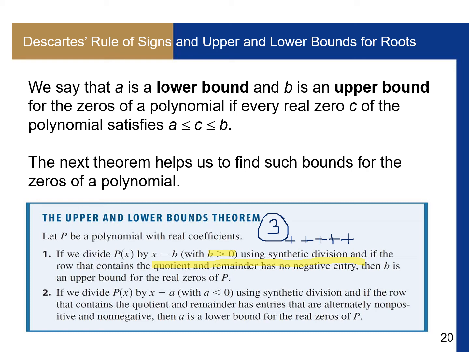Again, if I have P of x, and A is less than 0, and I'm using synthetic division, if the row that contains the quotient and the remainder alternate, then that is the smallest number that I have. So I can find which one is my largest number, and I can find which one is my smallest number. And once again, that will help me eliminate some of the other possibilities and save me time. And that's the whole point of all of these, is to save you time.